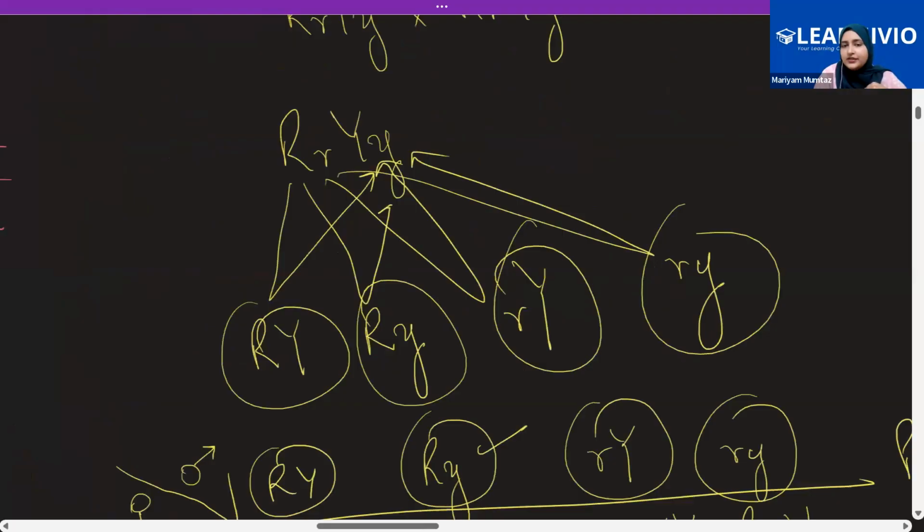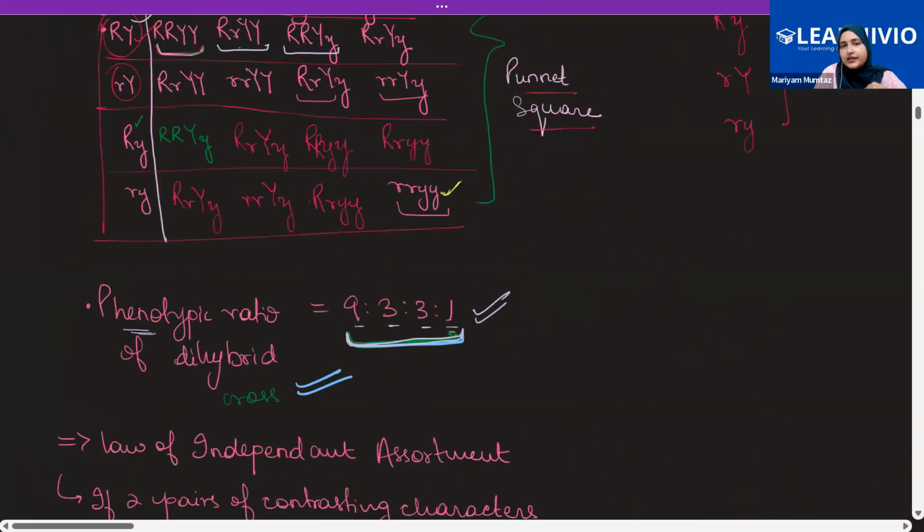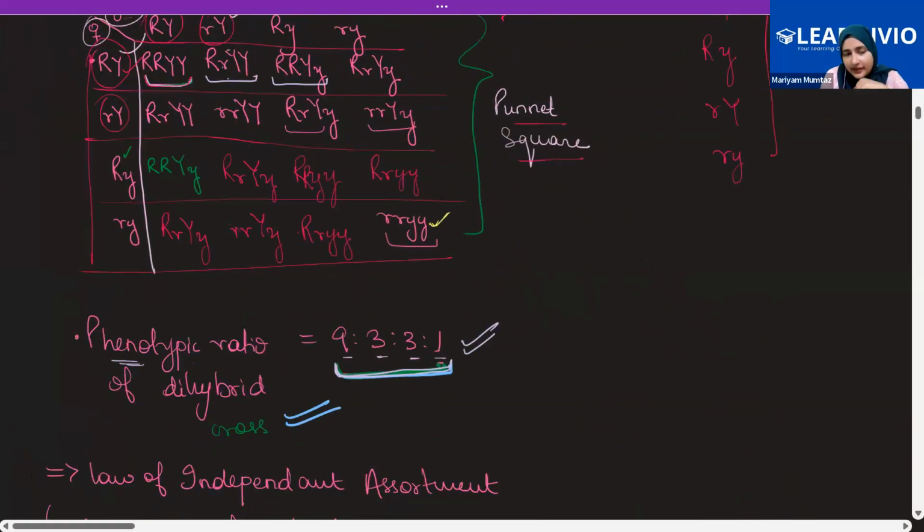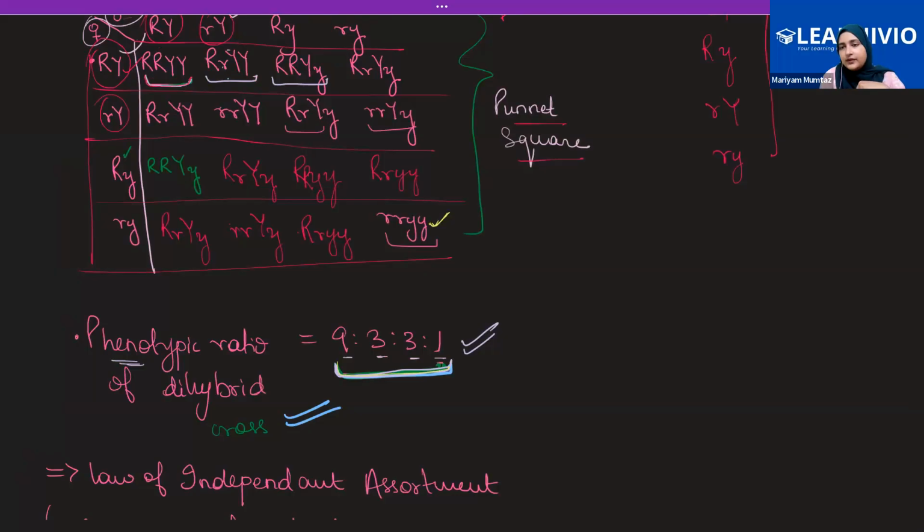Now, once you find out the ratio, ultimately the phenotypic ratio of the dihybrid cross comes out to be 9:3:3:1. Which is round yellow, then round wrinkled, round green, all the combinations that you get. That is the case. Clear?